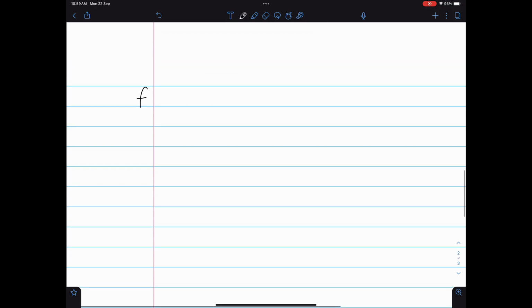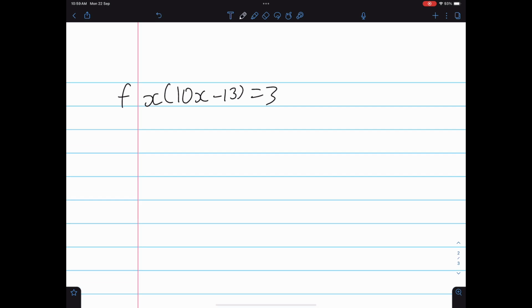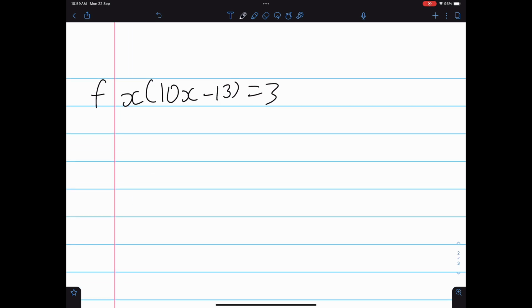Then the last one for question 1 is x bracket 10x minus 13 equals 3. Now, maybe you might have instantly gone, oh, x equals 3, 10x minus 13 equals 3, but that's just wrong. That sort of thing only works with 0 because of the fact that anything times 0 is equal to 0. So first we must expand. 10x squared minus 13x equals 3. Now we must make it equal 0.